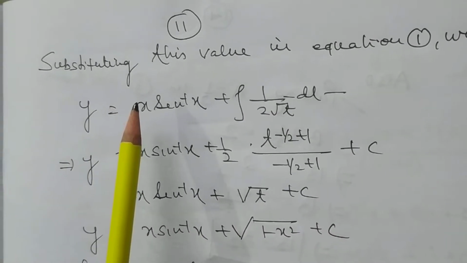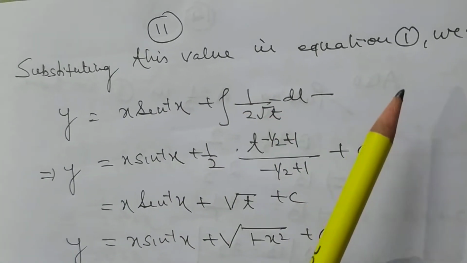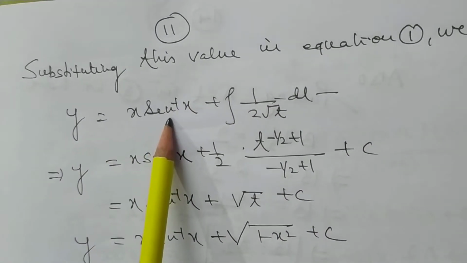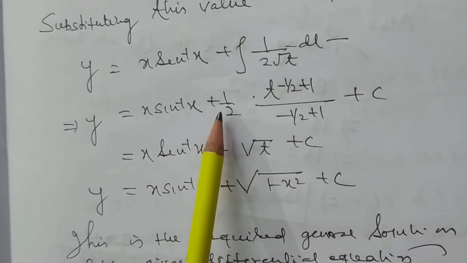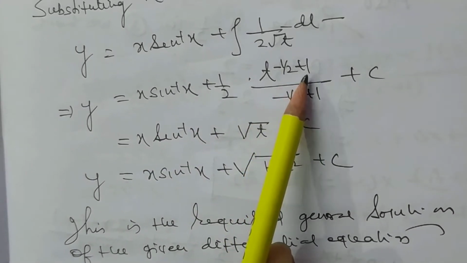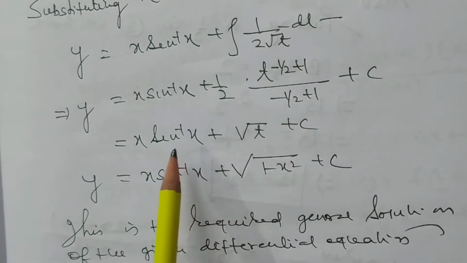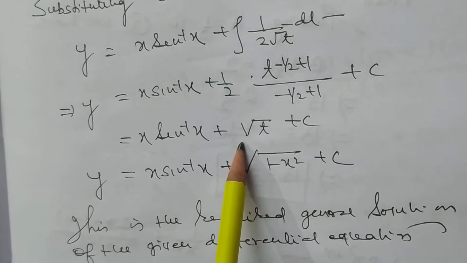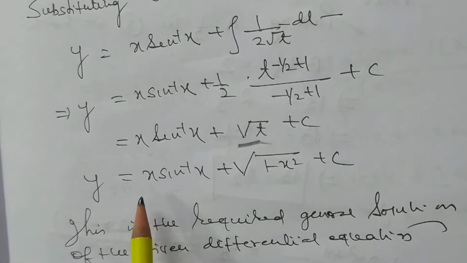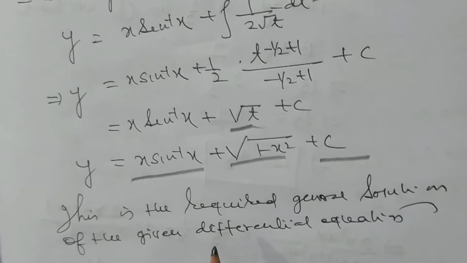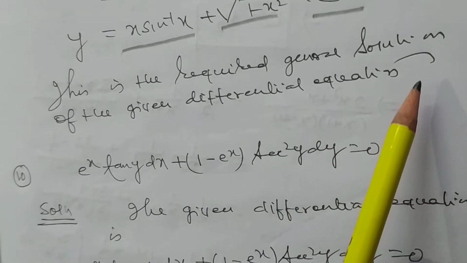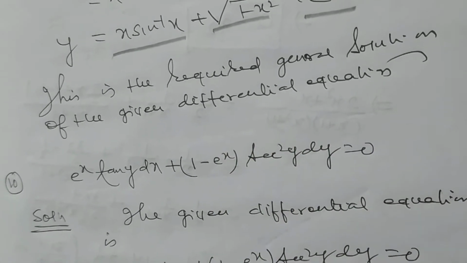So substituting this value in equation first, we get y is equal to x sine inverse x plus half integration of 1 by root t dt. X sine inverse x plus t to the power minus half plus 1 by minus half plus 1 plus c. X sine inverse x is equal to root t plus c. Y is equal to x sine inverse x plus root over 1 minus x square plus c. This is the required general solution of the given differential equation.